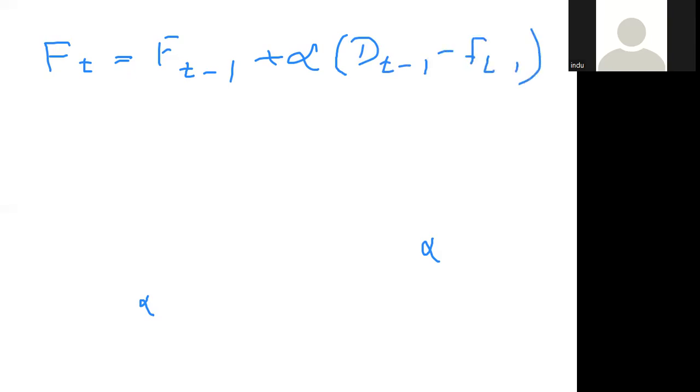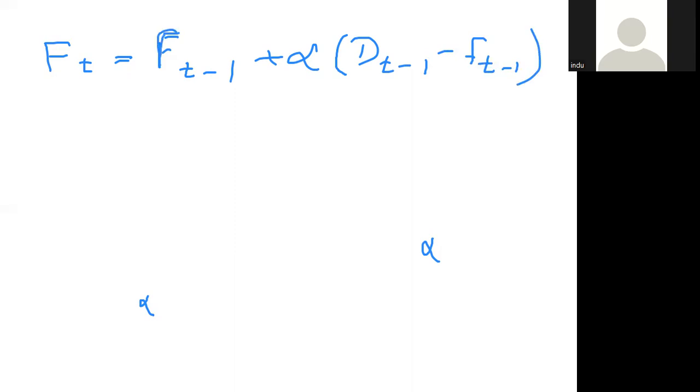Ft equals alpha times (D(t-1) minus F(t-1)) plus F(t-1), where alpha is the exponential factor. Okay, so what does this equation say?